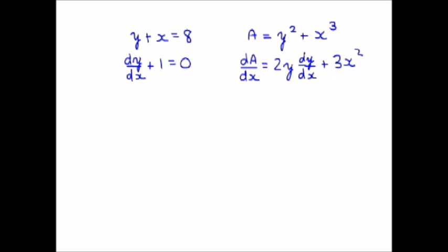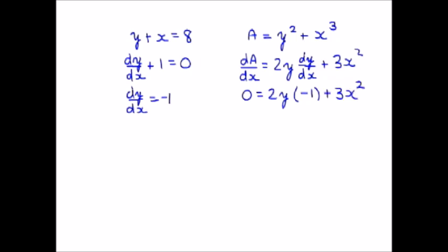Now I return to the left-hand side of the screen, and what I'm going to do is solve for dy/dx. I do this by merely subtracting 1 from both sides of the equation. So dy/dx is equal to negative 1. Now I return to the right-hand side of the screen. We know that the slope of the tangent line to a curve at a minimum is equal to 0. So dA/dx is going to be equal to 0. That's going to be equal to 2y times dy/dx, which we just worked out to be negative 1. So we substitute negative 1 in for dy/dx, and we add to that the 3x squared.